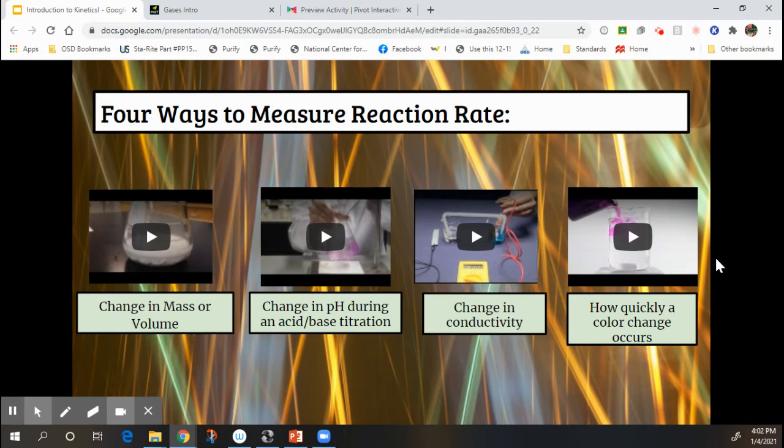And then the last way we can measure reaction rate is how quickly or slowly a reaction changes color. And I'll just let this one play for you because there are some pretty color changes that occur.